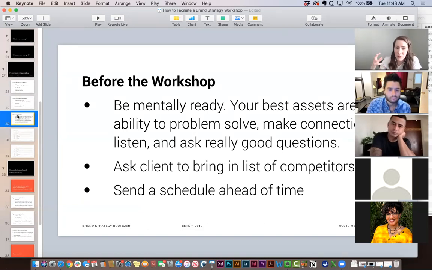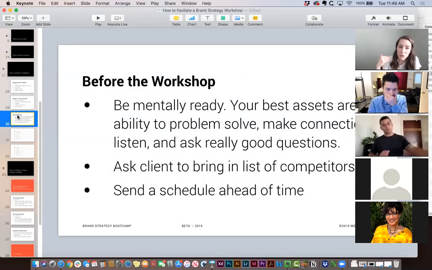So be ready mentally. You go into this knowing that your ability to problem solve, your ability to make connections, to listen, and to ask good questions, that is your main asset that you walk into the room with. It's not the framework that you're going to use, although that is helpful, but it's you. It's the way you think. It's the way you creatively problem solve, all of that, and the questions that you're able to ask, and how you're able to identify an insight and then follow it down a rabbit hole. That is so incredibly valuable.